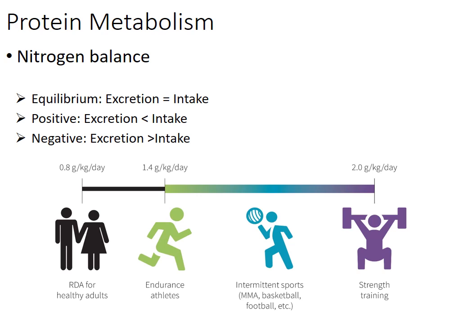For endurance athletes, it is 1.2 to 1.4 gram, and for people undergoing strength training, it is 2 gram per kilogram of body weight per day. So we have completed carbohydrate and protein metabolism today. In our next lecture, we will study lipid and fat metabolism.